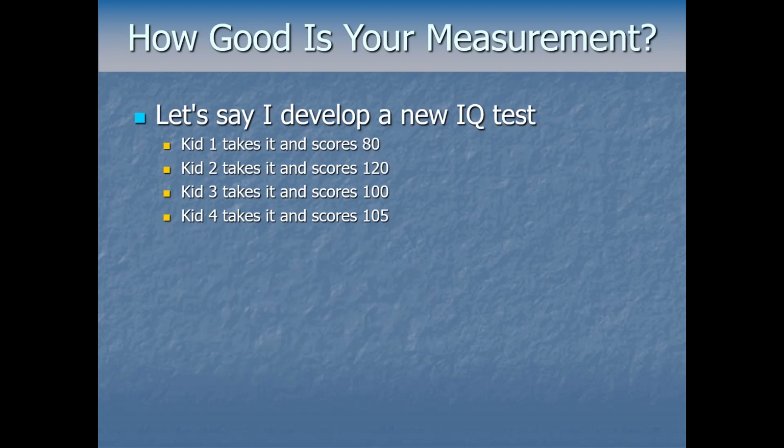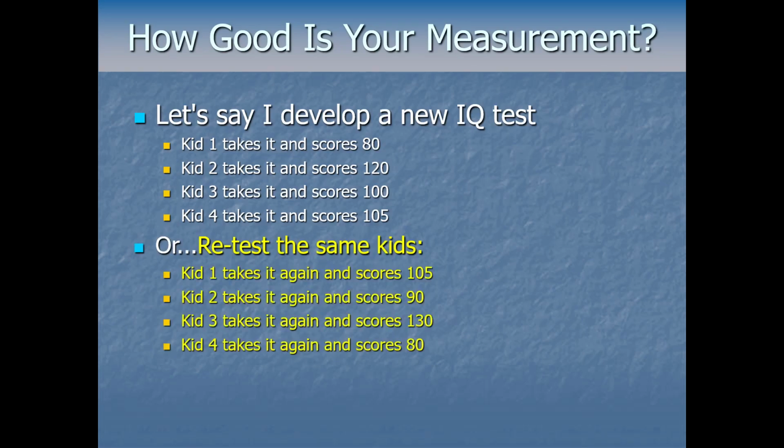Now, on the other hand, imagine we got different results. So let's say we retested those kids, and what we see is kid 1, who was low before, is now at 105, and kid 2, who was killing it before, is now below 100. Kid 3 is way higher than before. Kid 4 is much lower.